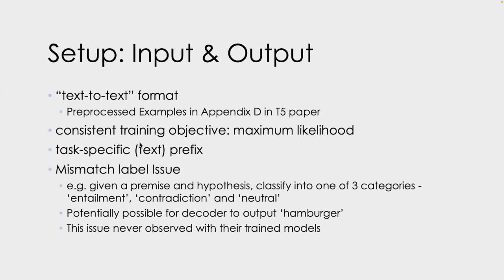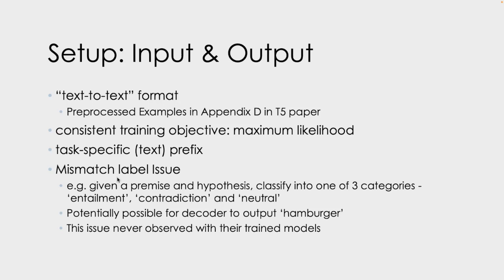And it also has a consistent training objective, which is the language modeling objective, since it's using the encoder-decoder structure. The objective will always be to maximize the likelihood of the next token generation, right? Since it's a generative model. And as I showed, it has the task-specific prefix to say if it's a relationship prediction, question answering, or translation, etc.